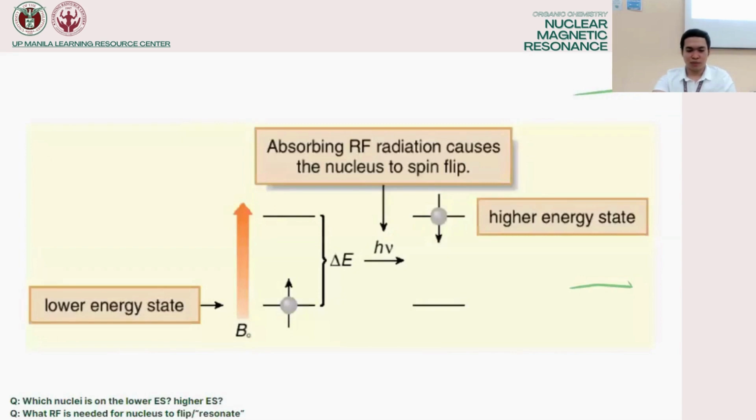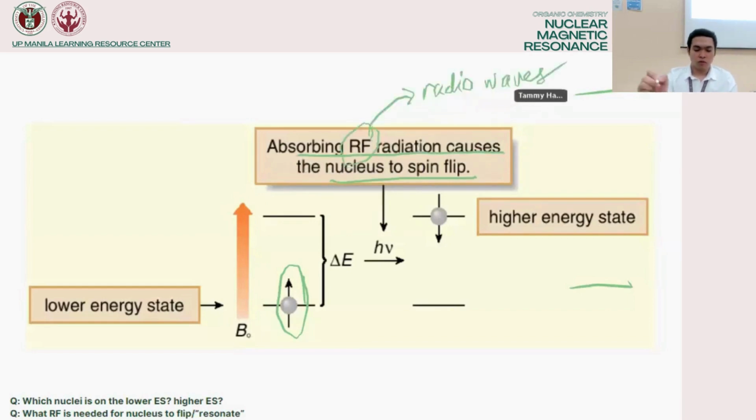Ayan, so ito ang ating, sige, just an explanation ulit, no? A diagram. So lower energy state, no? Alpha siya, pataas. Pero, absorbing RF radiation causes the nucleus to spin flip. So ano tong RF? Ito ang radio waves, no? So yung radiation from your radio waves, radio frequency, causes the nucleus to spin flip. So from alpha, mag-split siya into beta. No? This is a higher energy state. This is a lower energy state.